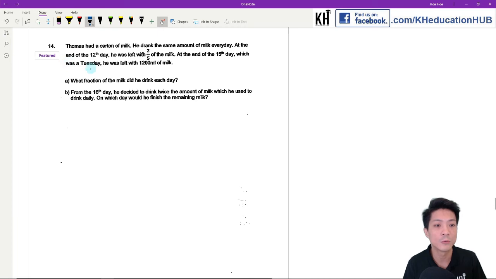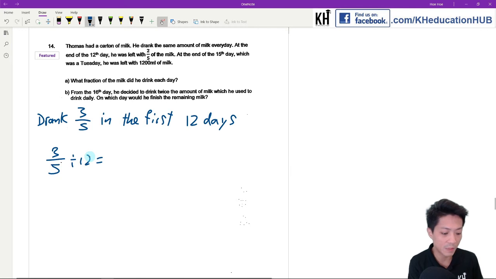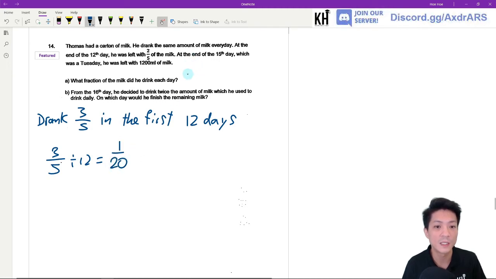At the end of the 12th day, he was left with 2/5. That means he drank 3/5 in the first 12 days. So if I want to find what fraction of milk he drank each day, it'll be 3/5 divided by 12. That gives 1 out of 20. That will be the answer for part A.